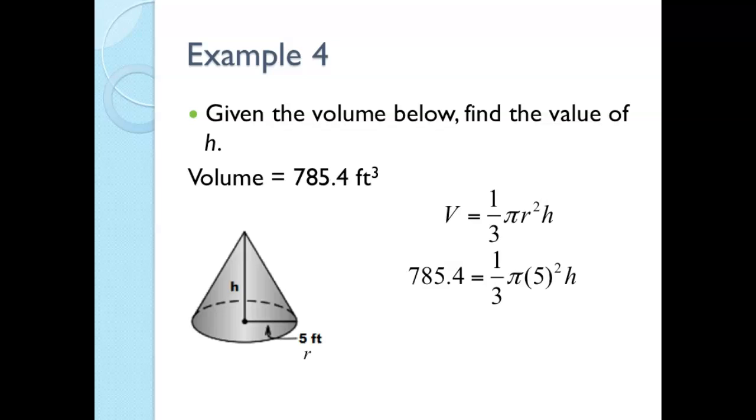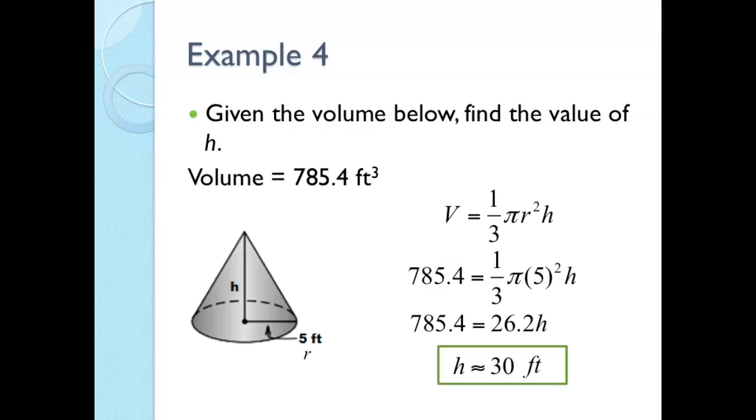And then we can simplify this 1/3 times pi times 25, which comes out to be about 26.2. Divide both sides by 26.2, and we get that h is about 30. Now, since h is the measure of the height, our units are just going to be in feet. So the height is about 30 feet.